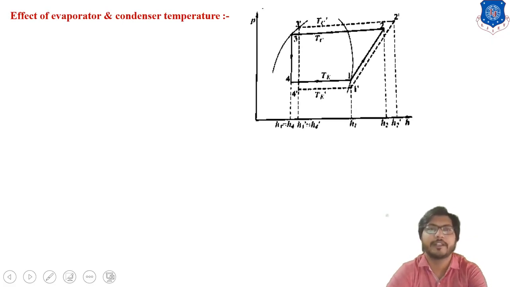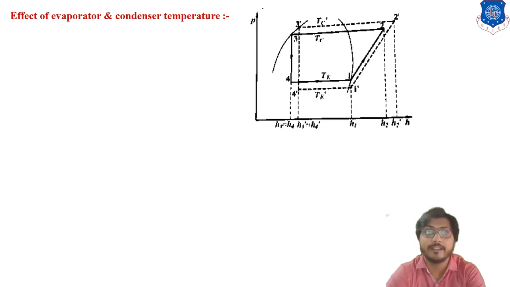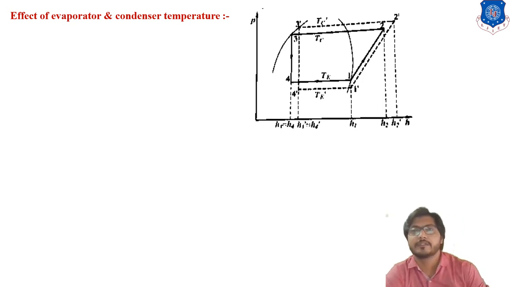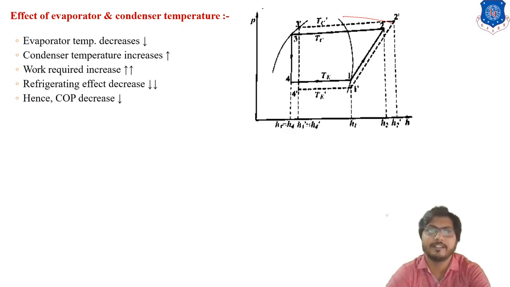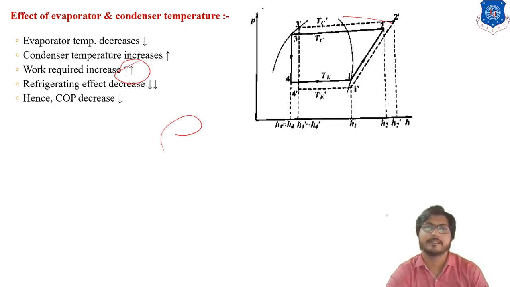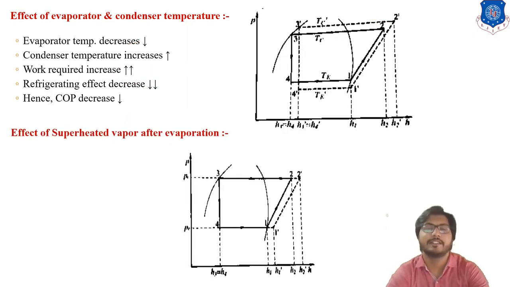Now, effect of evaporator and condenser temperature. If the condenser temperature increases, and similarly the evaporator temperature decreases, by showing the diagram, the work required increases. Why double arrow? Because more work is required. Refrigeration effect decreases, hence COP decreases if evaporator temperature decreases. Clear? Next, effect of superheated vapor after evaporation.